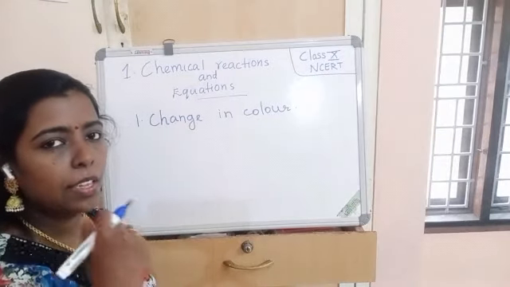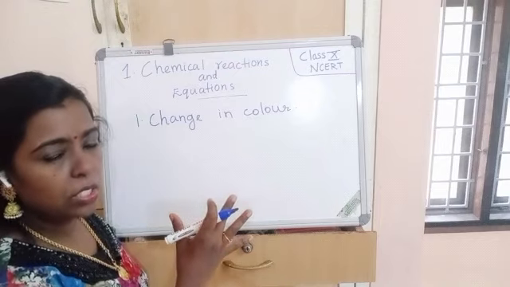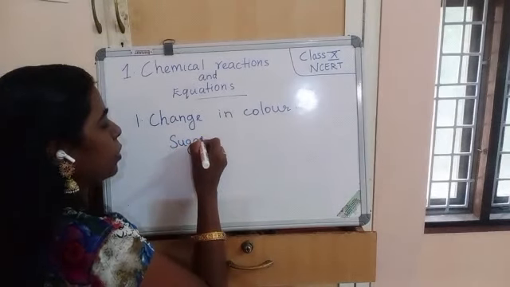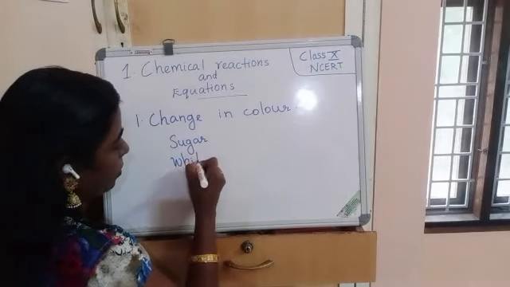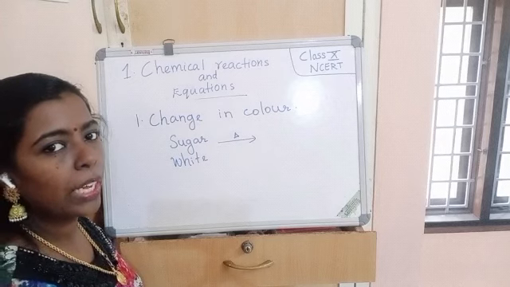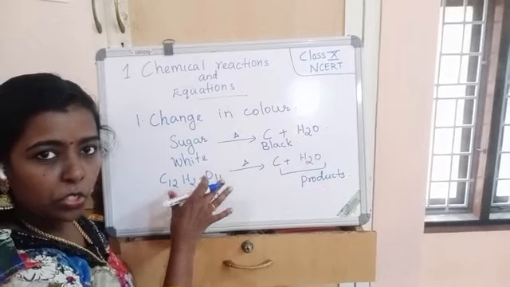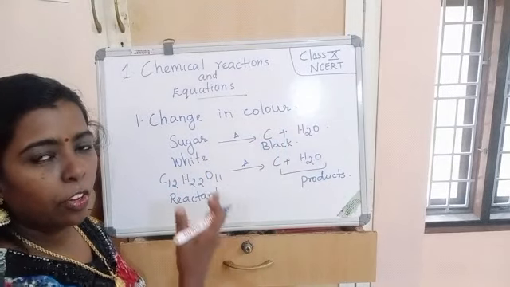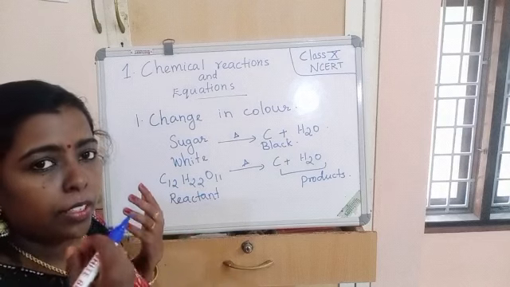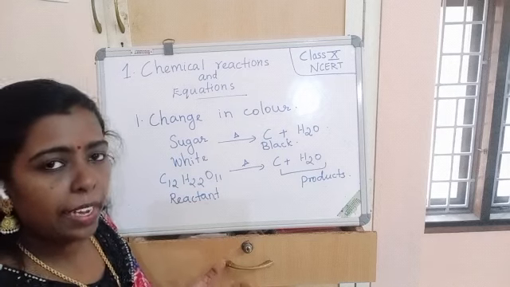If our substance changes from the reactant color to the product color, we recognize that some kind of chemical reaction takes place. Say, as an example, sugar. What is the color of sugar? Sugar is white in color. We heat this sugar. What happened? The sugar will be converted into charcoal and water. Charcoal is carbon. The sugar is converted into black color carbon. Which reaction takes place? The chemical reaction takes place. So whenever a reaction takes place and the color changes from the reactant to the product, we can recognize that some kind of reaction occurs. That reaction is a chemical reaction.